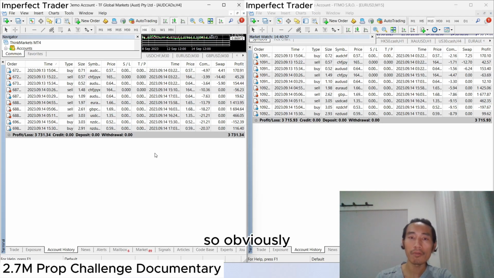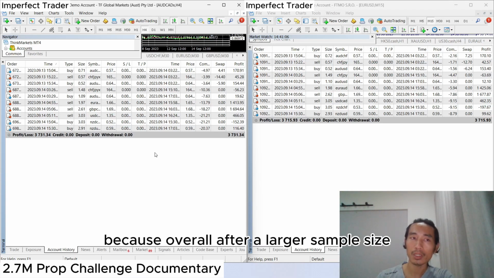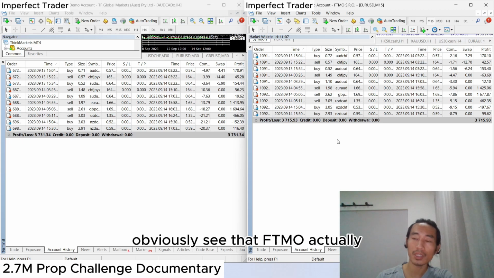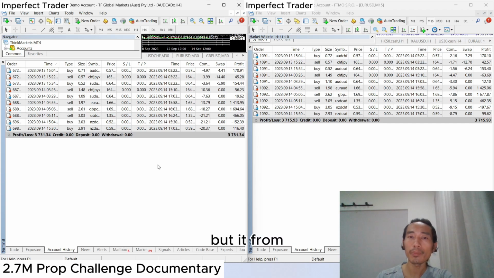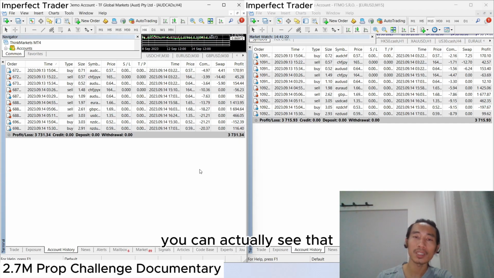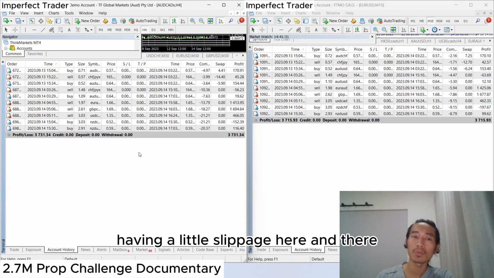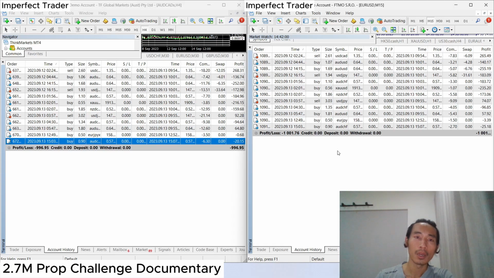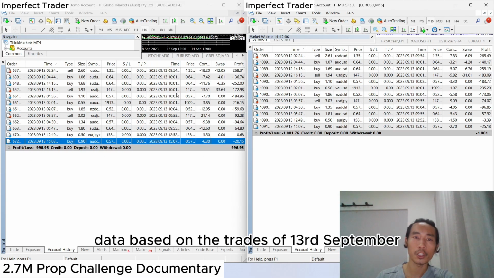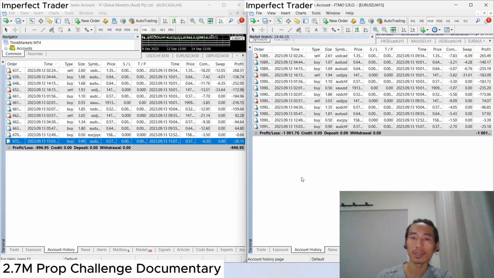instead of just hearing other people talking and saying nonsense. Obviously there will be times when we get slippage, because overall, after a larger sample size, we can see that FTMO is actually performing better than Think Market. But from the similar performances, you can see that they're not very different. FTMO is still better, but having a little slippage here and there doesn't mean that you cannot pass Skill Funded Trader. Here's another data based on the trade of 13 September, and you can see that FTMO is the same with Skill Funded Trader, Think Market as well.